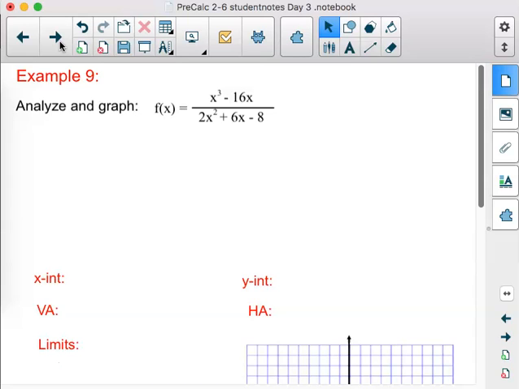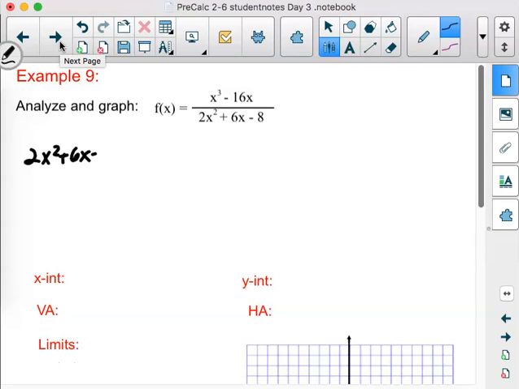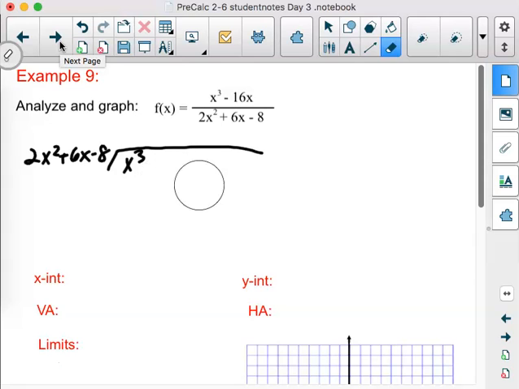So analyze and graph. Oh my goodness, got a cubic over a squared. Wait a second, those get slant asymptotes. So the first thing I would do is my division. And as I'm writing it down, I realize, oh, it's missing an x squared. Yeah, there's stuff that's not here. So plus 0x squared minus 16x plus 0.